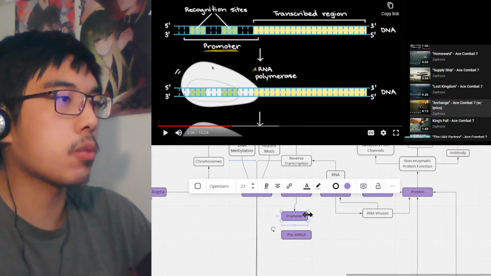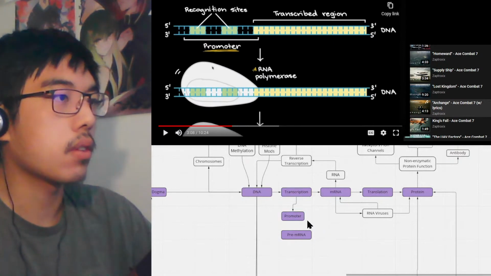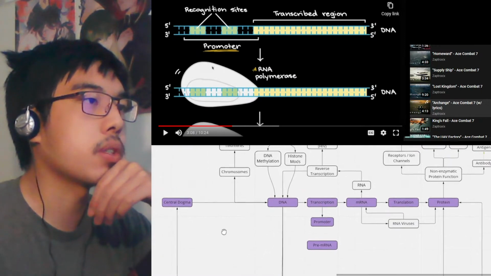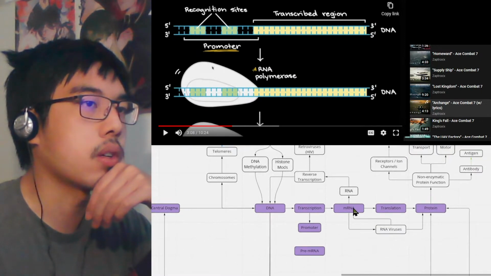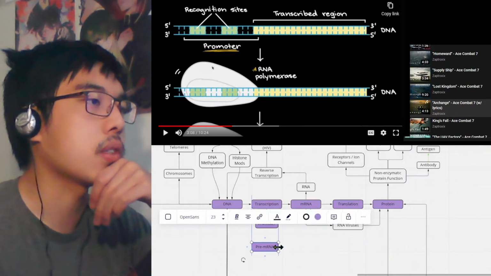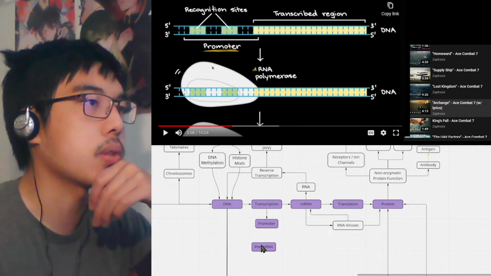Do I want to keep this purple? That is the question. Really the central dogma is just the DNA, RNA, protein part. But I think all the steps in between can be considered as part of that. So let's keep it as purple for now.